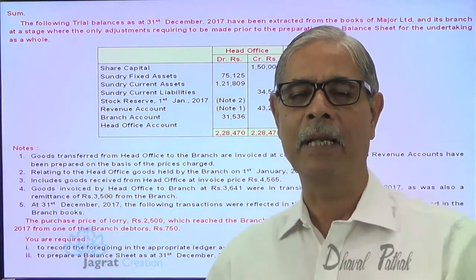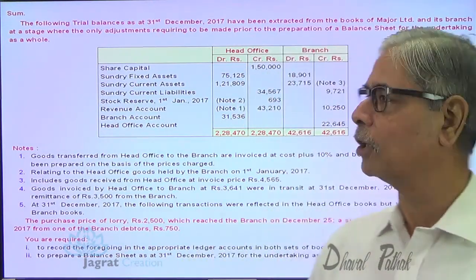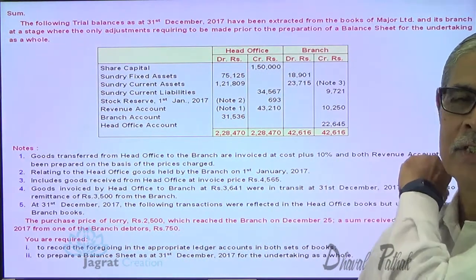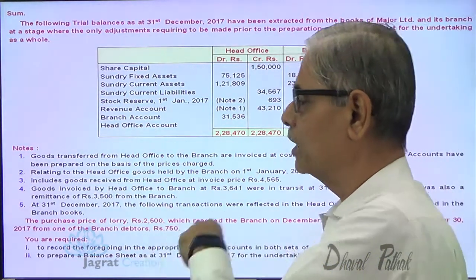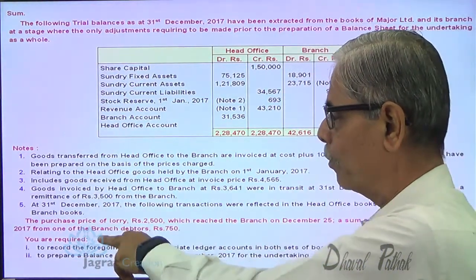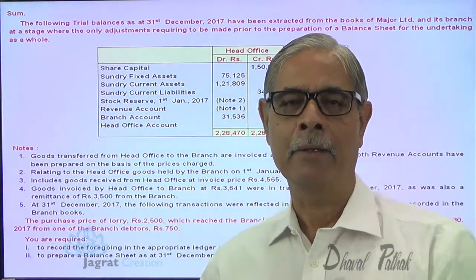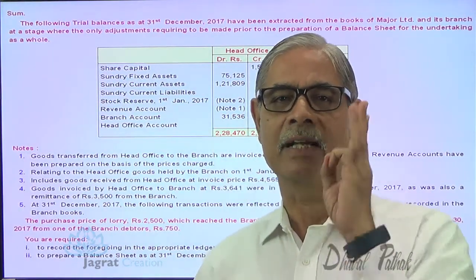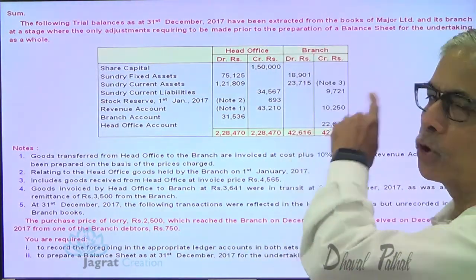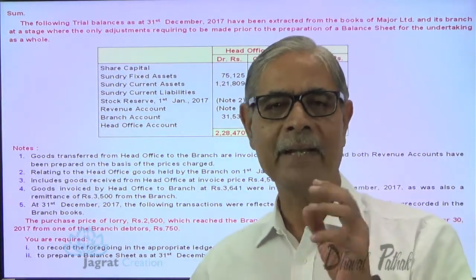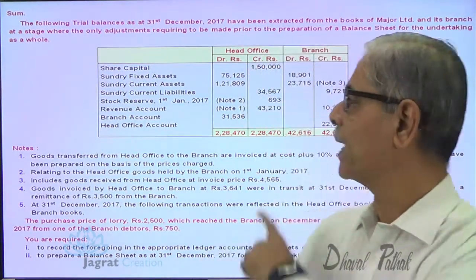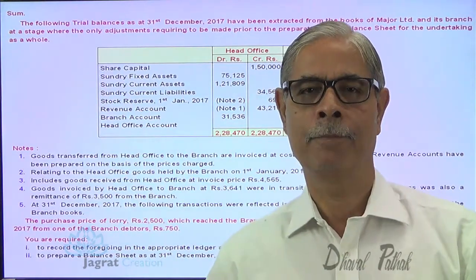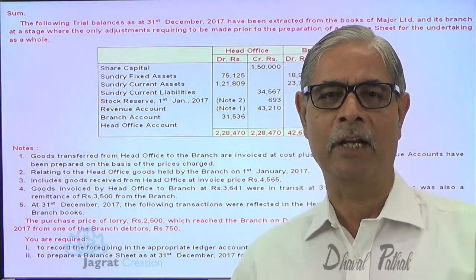Now once again, let me repeat how many transactions I am going to record to change the branch trial balance. Goods in transit, purchase of lorry, and direct payment by debtors to HO. These three transactions I am going to record in the books of branch, and in light of that, this branch trial balance will be changed. Now, how many adjustments am I going to record in the books of HO?